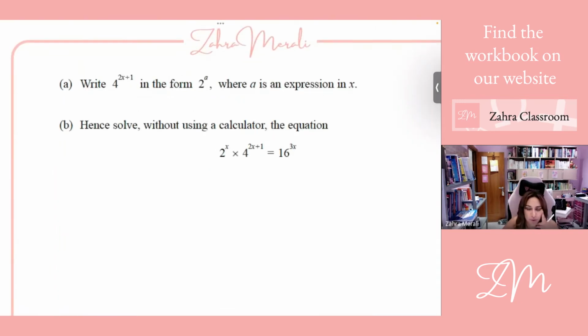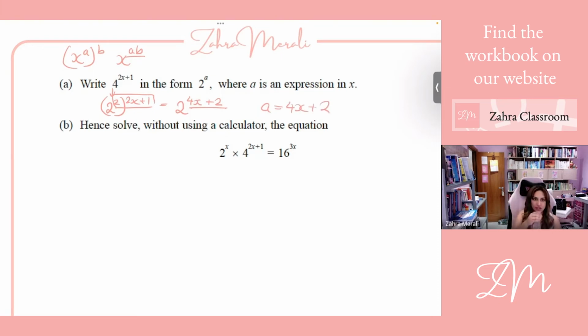Okay, so we're now going to write something in the form of 2 to the something. So we're replacing this 4 with 2 squared, and we're opening out the brackets. Because remember, when you've got x to the a to the b, it's x to the ab. So we're essentially multiplying this. So we've got 2 to the 4x plus 2. So that would be your a.